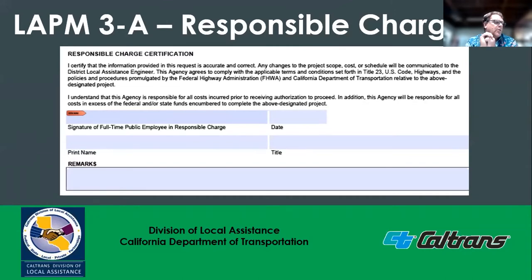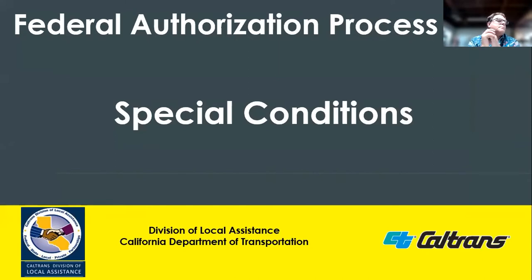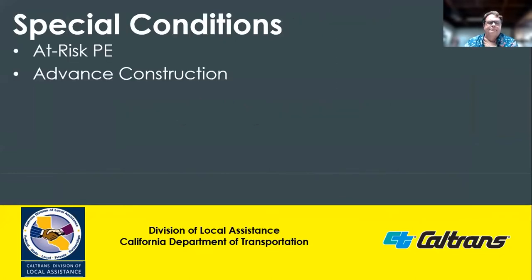And as mentioned earlier, some sections of the LAPM 3A require additional information, and at the very bottom of the form is the remarks section for entering this information. There are two special conditions that we need to address as part of this training: Section 1440, at-risk PE, and advanced construction. These two special conditions have additional requirements from standard authorizations.